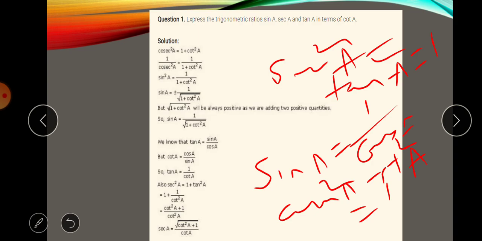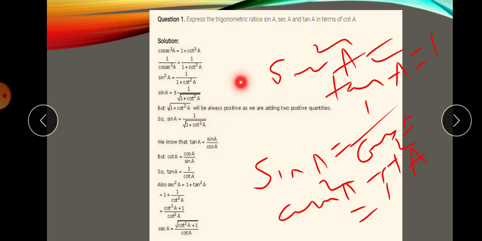For example, the reciprocal of sin A is cosecant, and we have a connection between cosecant and cot in the identity cosecant square A minus cot square A equal to 1. So cosecant square A equals 1 plus cot square A. Reciprocal it: 1 by cosecant square A equals 1 by 1 plus cot square A. Then 1 by cosecant is nothing but sine, so sine square A equals 1 by 1 plus cot square A. Taking the square root, root over 1 is 1, so sin A equals root over 1 by 1 plus cot square A. By using this identity, we have converted sine A in terms of cot A.